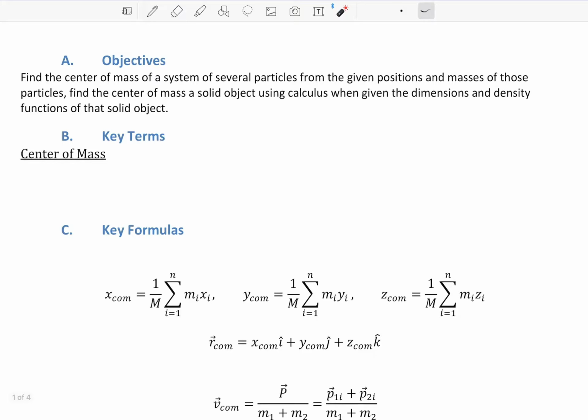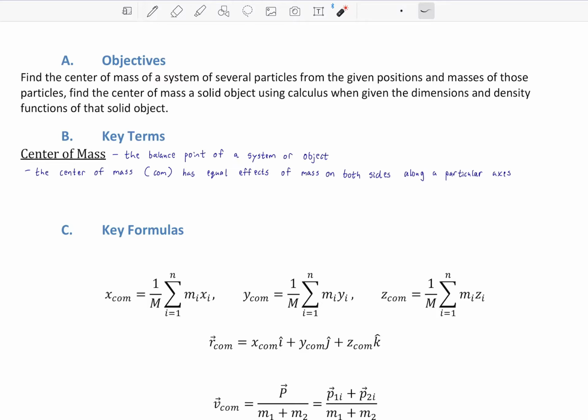So let's look at our one key term here, which is just center of mass. That's just the title of the section. All right, it is the balance point of a system or object. That's a good practical way to think about it. If I was to hold something on my finger, I would hold it at the center of mass and then it would balance on my finger. So the center of mass, shortened as COM, has equal effects of mass on both sides along a particular axis.